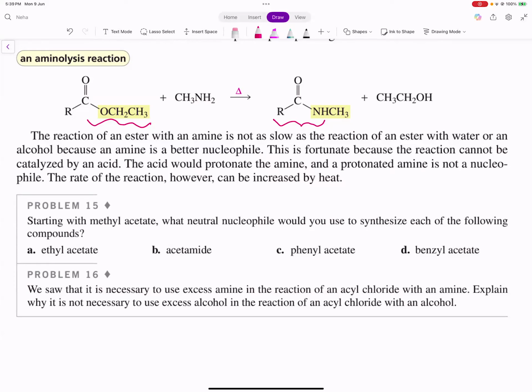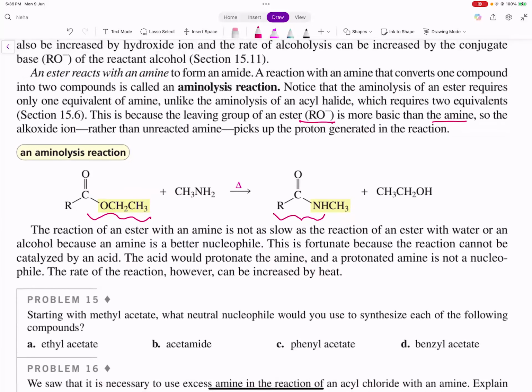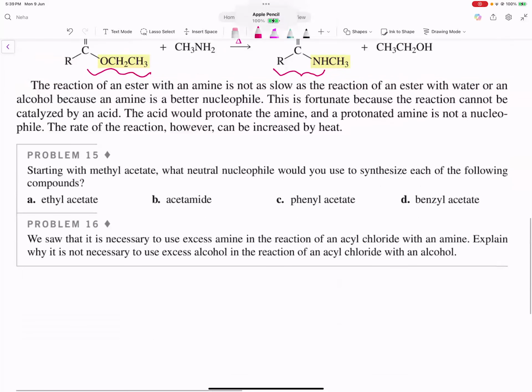And the other thing which I want to tell you, I just told you that when we have to make the amides from the esters, we do not use two equivalents, right? Because RO minus is more basic, so it is the one which picks up the proton. So amine does not pick the proton, so amine does not get destroyed. This is the other one. Notice that aminolysis of an ester requires only one equivalent of amine, unlike the aminolysis of an acyl halide, which requires two equivalents. Got it. Okay, awesome.